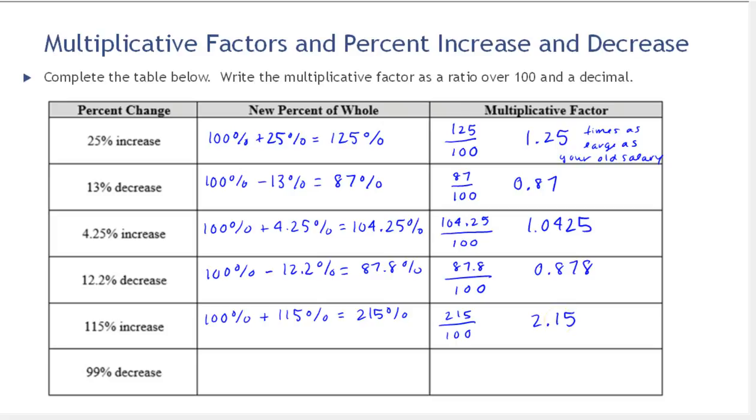Let's look at one last one. A 99% decrease. Since it's a decrease, we subtract the value from 100 and we get 1%. So as a multiplicative factor, this is 1 over 100, which as a decimal is 0.01.